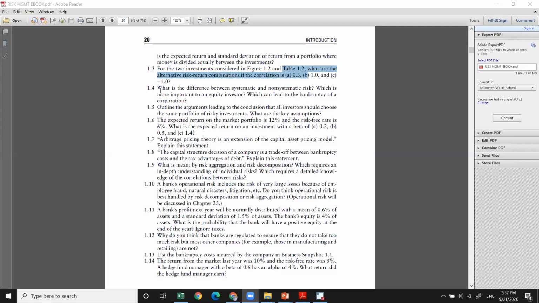Okay. Would anyone like to comment on the 4th question here? What is the difference between systematic and non-systematic risk? Which is more important to an equity investor? And which can lead to the bankruptcy of the corporation?